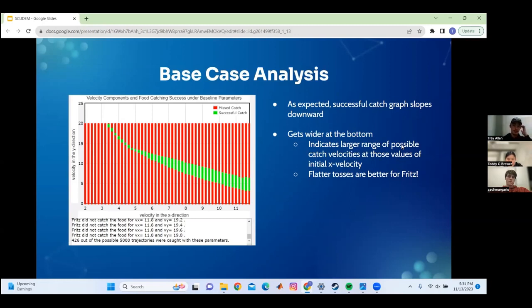The interesting thing about this curve, however, is that it gets wider as we increase our initial x velocity. And this indicates that for paths with a larger initial x velocity and a lower initial y velocity, so essentially flatter paths, there's a wider range of velocities that Fritz is able to catch the ball at, which means that essentially flatter paths are easier for Fritz to track and catch, which is interesting.